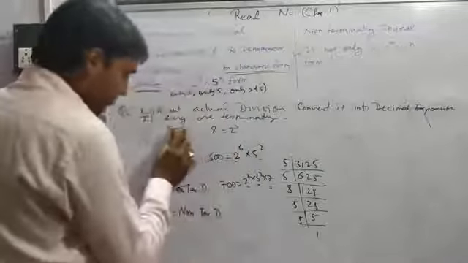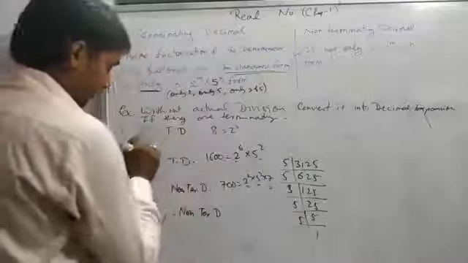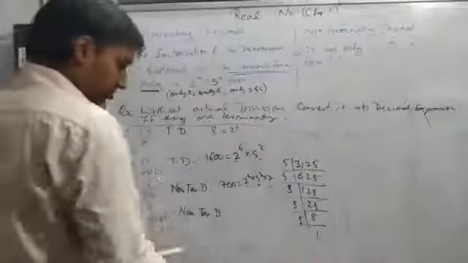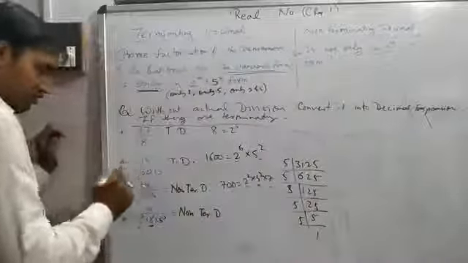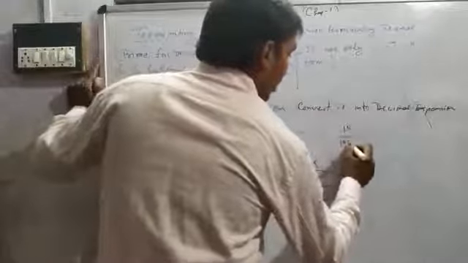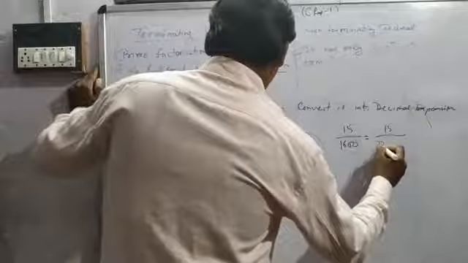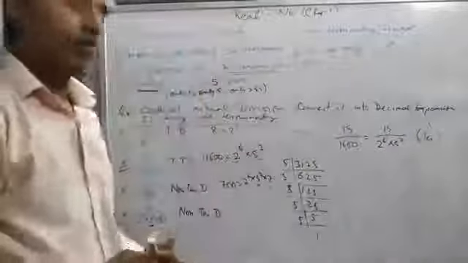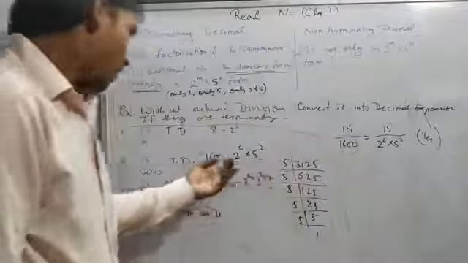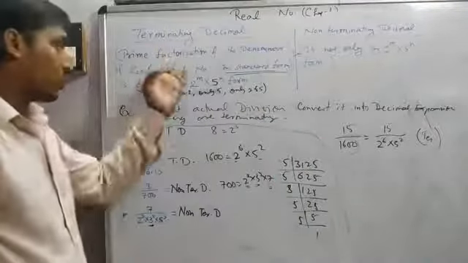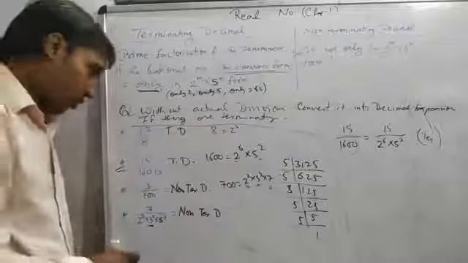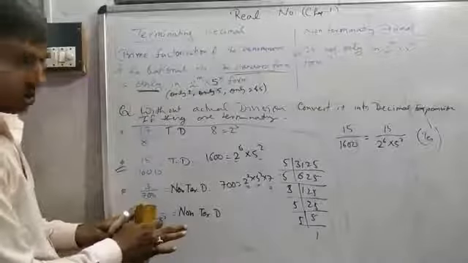So we can take the example. Here, first we take this example. 15 upon 1600. You can write 15 upon 2 to the power 6 into 5 to the power 2. You can say it is terminating. It is terminating because the denominator of the rational number is only in the form of 2 to the power m into 5 to the power n. So it is terminating.